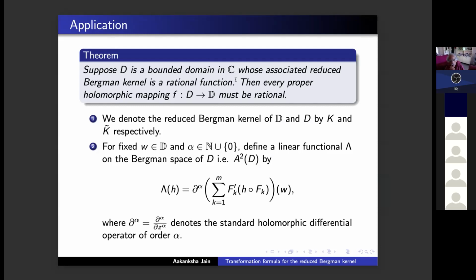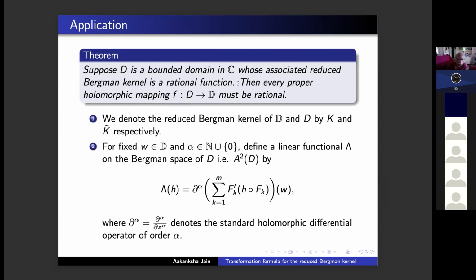Oh, for the actual Bergman kernel, you are saying that it's rational if and only if it's simply connected. Yes. But it will be helpful if we get some bounded domain for which the reduced Bergman kernel is rational, but the Bergman kernel is not rational, but we don't know. I see. You don't have such an example right now. Okay. Yes. Thank you.